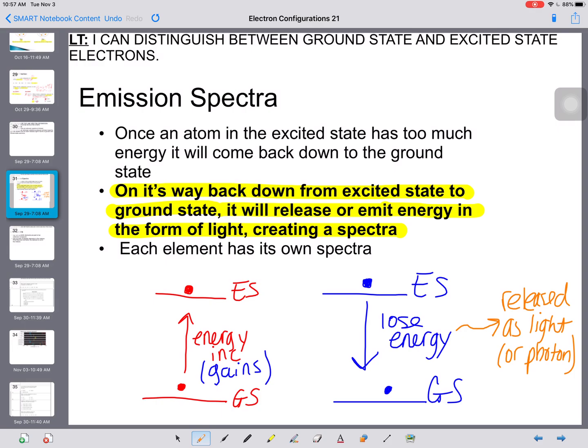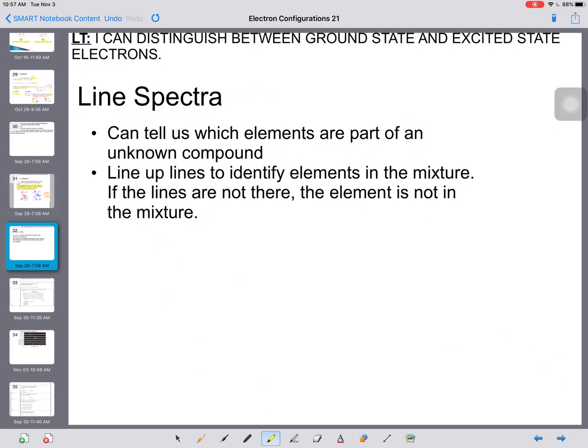Now, all light corresponds to something called a spectra. Each element has its own spectra, meaning when each element is excited and it's coming back down, it releases a different form of light. In an emission spectra, it creates this pattern of lines, and they all correspond to a certain wavelength. So I want to show you something.